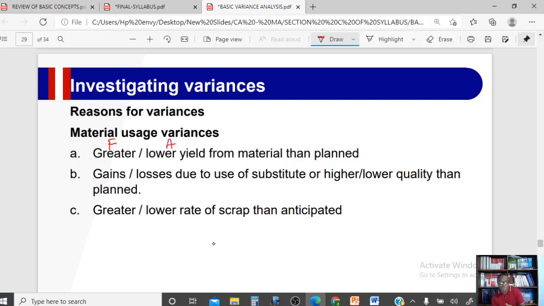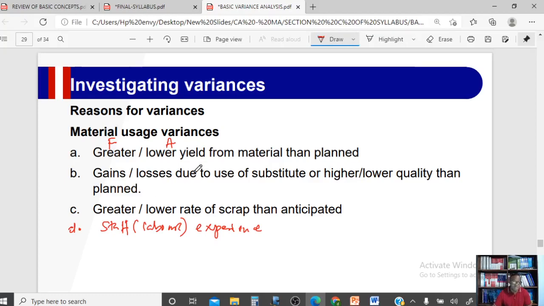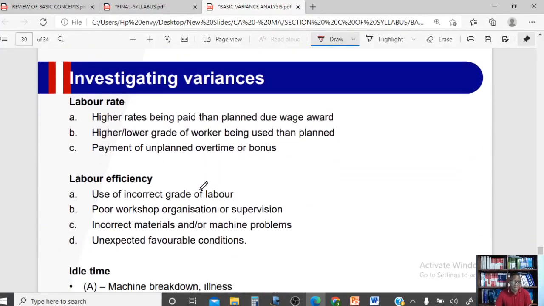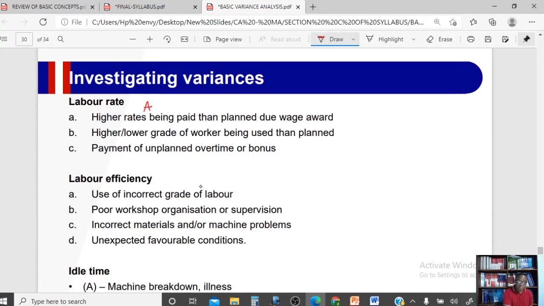Gains due to substitute of higher quality, as I said, greater or lower rate of staff as well. And then I can actually add one here which just comes into memory. The staff or labor, experience can do that. When they are cheaper labor should lead to adverse usage. Experience, which are likely to be paid more, will be given that as well. So yes, labor rates, higher rates being paid than planned will lead to adverse. Lower grade of labor or higher grade will mean we'll pay more, so that is adverse.